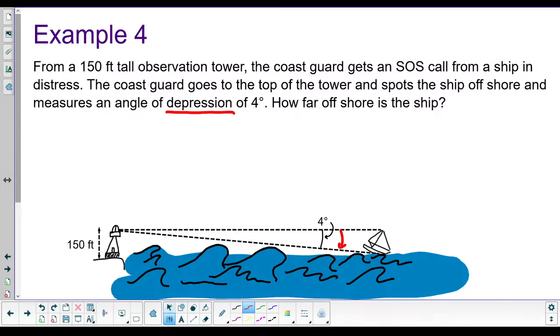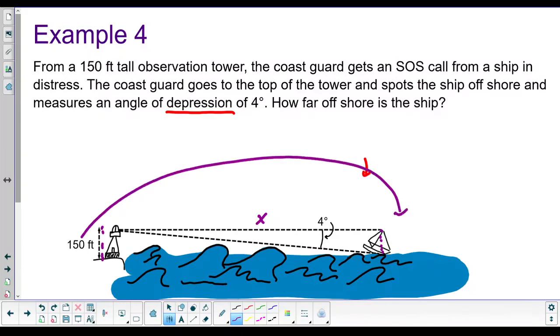So what we need to find is how far offshore the ship is. So we need to figure out this length right here. Okay. So they've kind of set this up in a weird way. They said this lighthouse or this observation tower is 150 feet tall. They've kind of implied to us that the end of this triangle is the same height as this. So you need to realize that this 150 needs to go over here. Okay? And then this is super easy. We're just going to set up a trig ratio now and then solve for x.